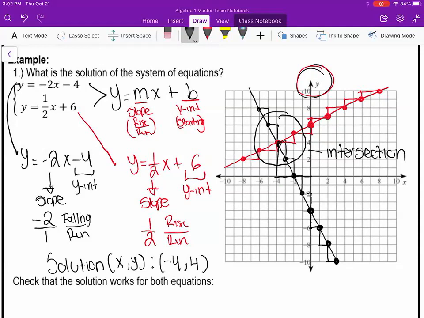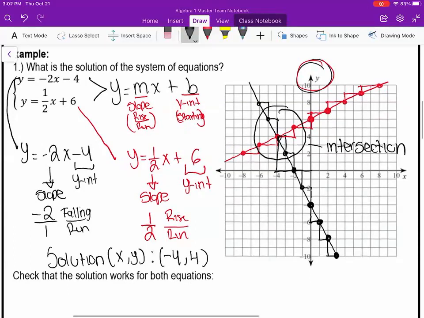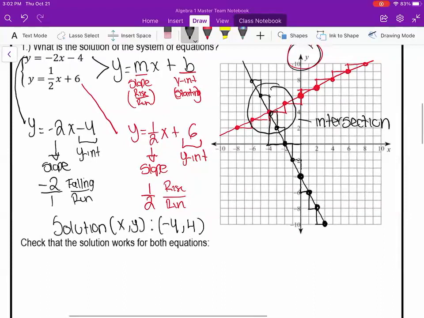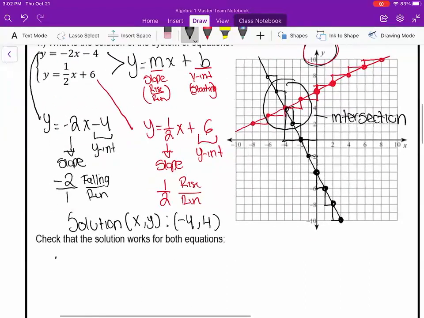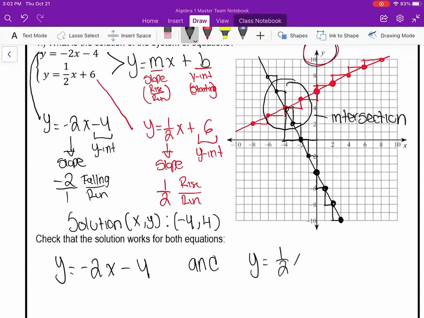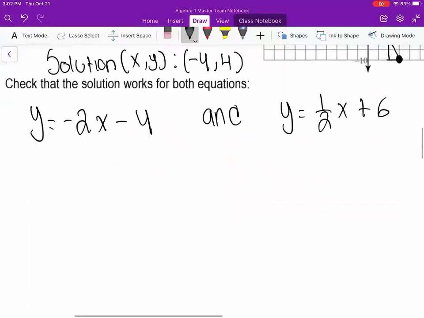Okay. Now, I want you to do something extra in case you want to check your work, which is something that we should be able to do. So let's just say you solved it and you want to check if the solution is actually -4, comma 4. So what we're going to do is use the original equations. That was y equals -2x minus 4 and y equals 1/2 x plus 6. I just took them from right here. So I want to check my answers. Well, how can I do that? Well, remember, this is x and this is y.